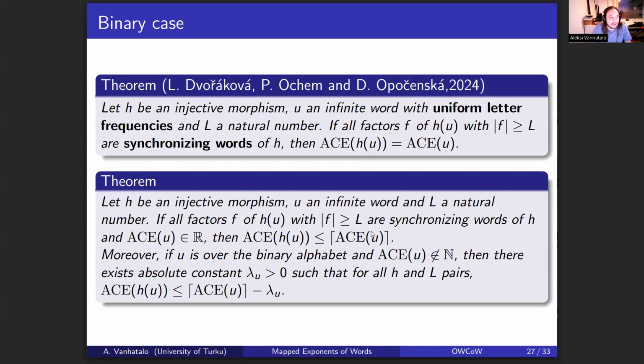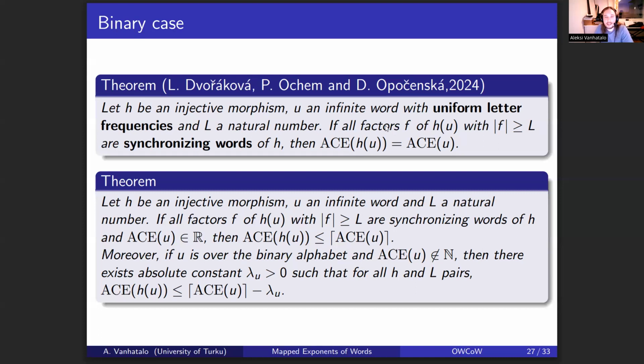And let me be very fast on the binary case. In the binary case, we can actually have a lot better upper bound of the mapped ace in terms of the regular ace. A huge contribution towards this is this theorem by Dvorakova, Osem, and Obosenska recently in 2024. They had sufficient conditions where the injective morphism does not change the ace value at all.